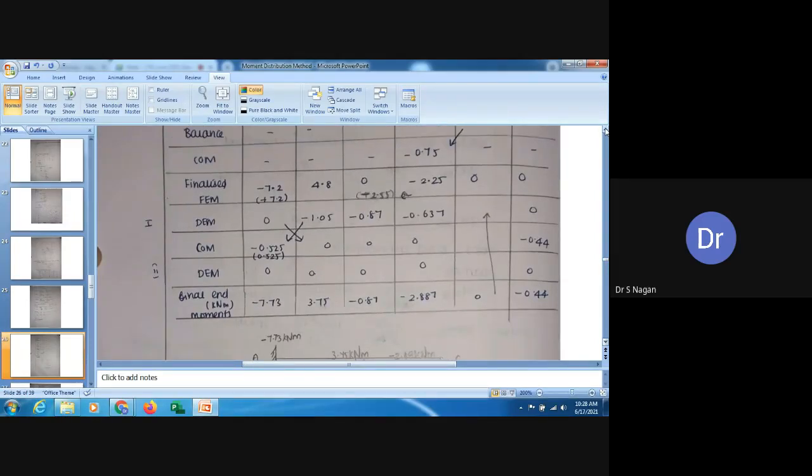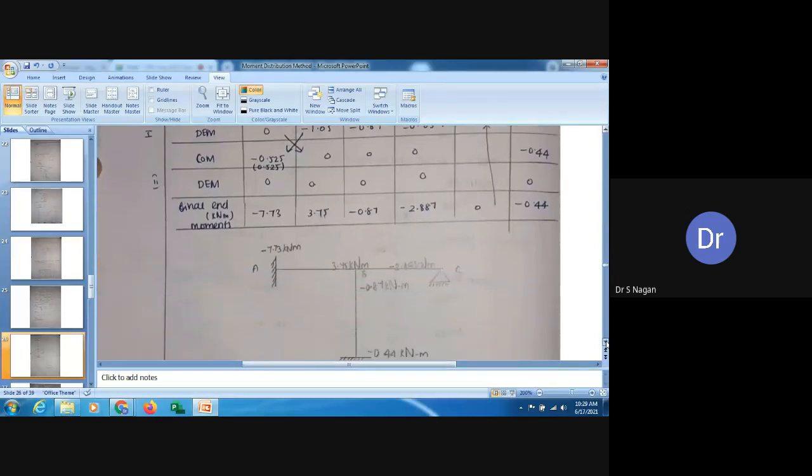Do you have any doubt in this, the carryover or distribution? Has anyone done this by yourself? If not, I will supply this PPT and you can take from that, and practice for yourself. So let us see how to draw the bending moment diagram now. With that, we will complete and then we will continue after a 15 minutes break.